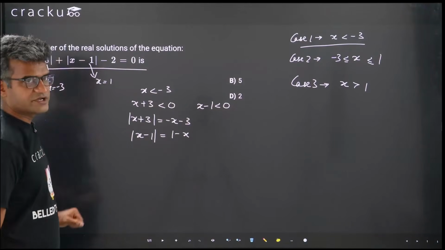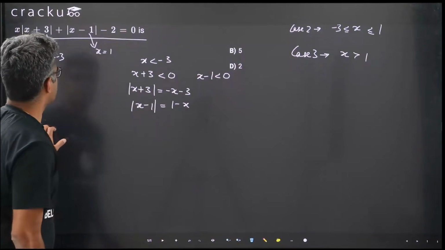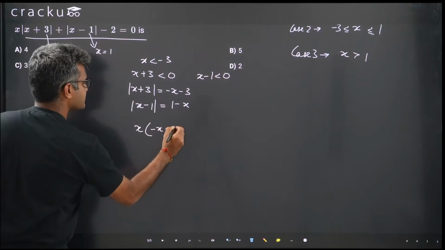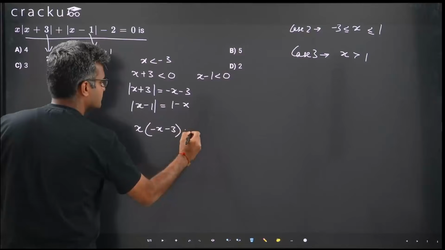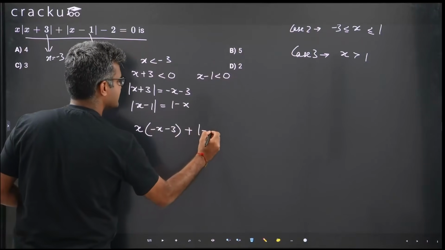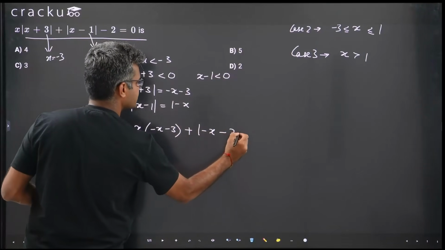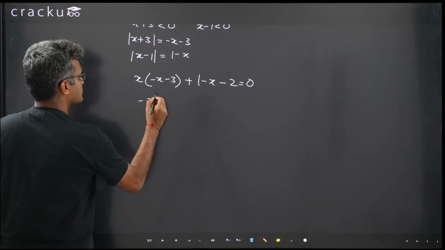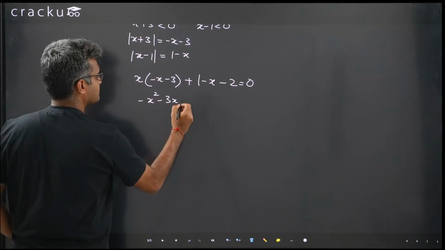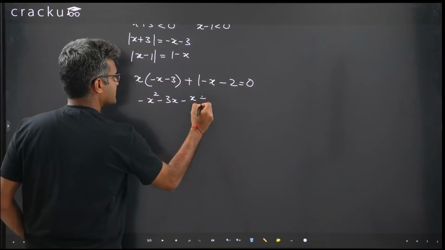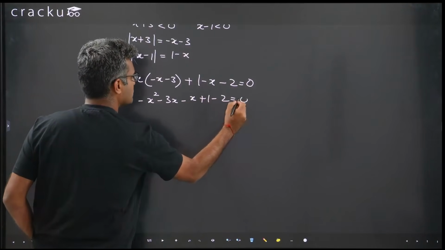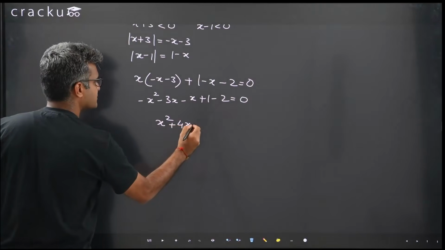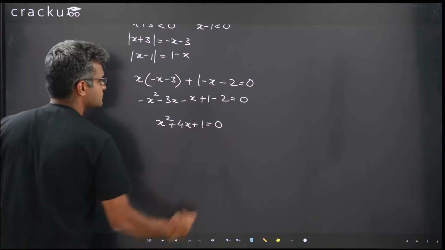So what does this quadratic equation look like? It will be x into modulus of x plus 3, which is x into minus x minus 3, plus modulus of x minus 1, which is 1 minus x, minus 2 is equal to 0. Or minus x square minus 3x minus x plus 1 minus 2 is equal to 0. If you simplify it, you are going to get x square plus 4x plus 1 is equal to 0.